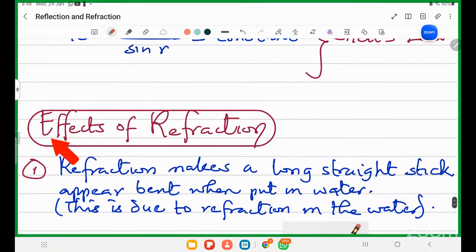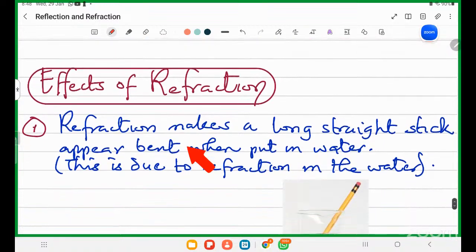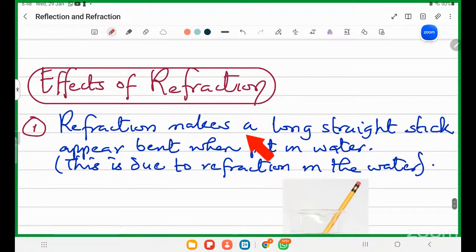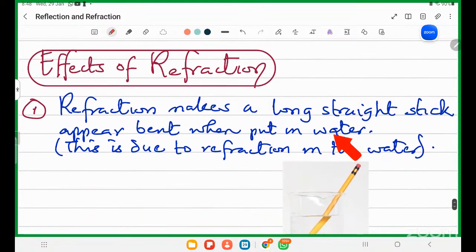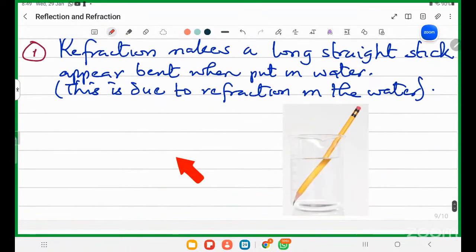Now, what are the effects of refraction? We quickly want to look at them. One is that refraction makes a long straight stick appear bent when you put it in water. As you can see here in the diagram, a lead pencil is placed inside a beaker containing water, and when you look at it, it appears as though the pencil is broken.